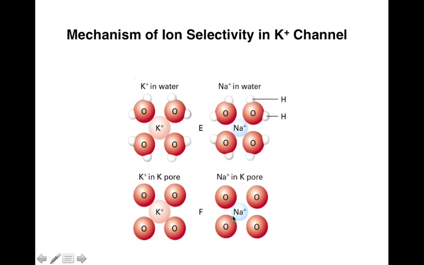If it were bigger, it could bond here with all of the molecules, and it would be able to pass through. But since it's not bigger, it doesn't have enough binding energy to offset the bond breaking energy of getting rid of the water shell. And that's why sodium cannot pass through the potassium channel.